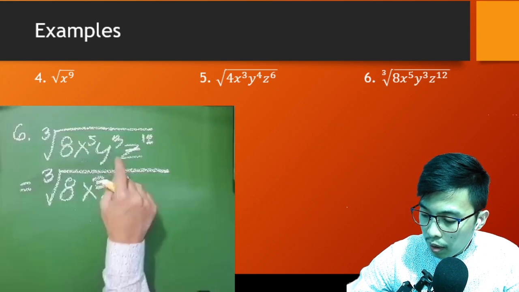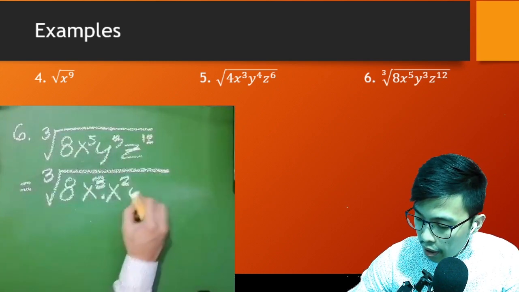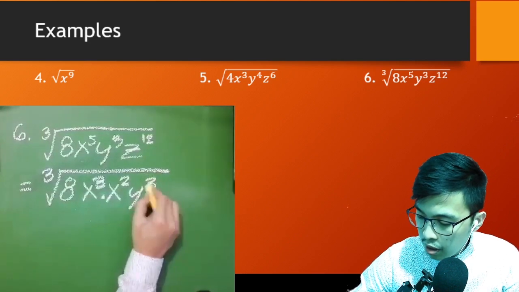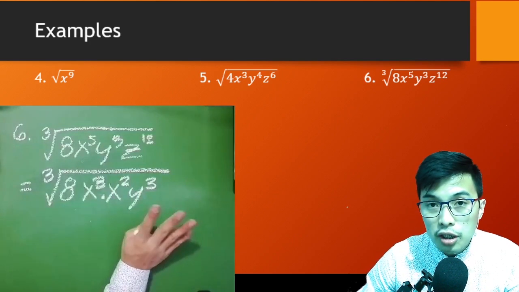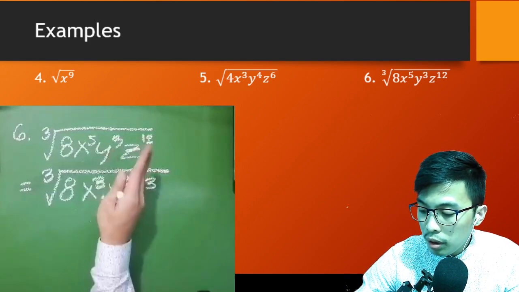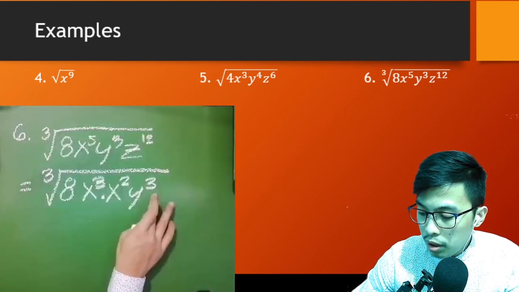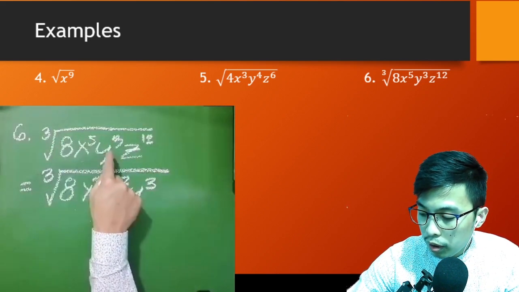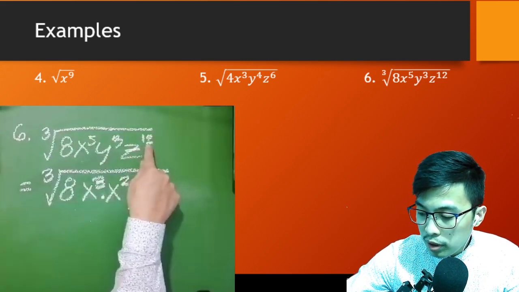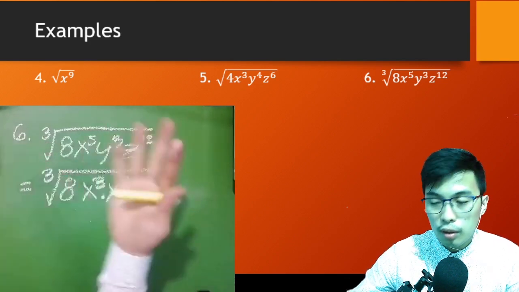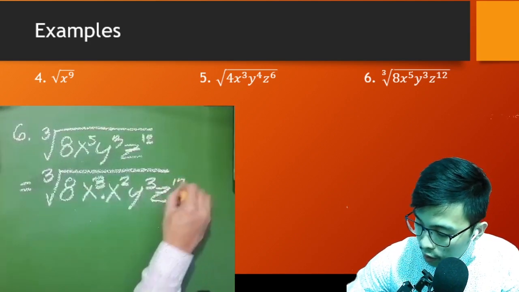Okay, so we move on to next example, which is y raised to the power of 3. Okay, so hindi na natin siya ipa-factor kasi note, divisible by 3 naman siya. Or this is a cube variable. Okay, so next is z raised to the power of 12. Since 12 is divisible by 3, no need to factor for that. So, rewrite natin si 12.